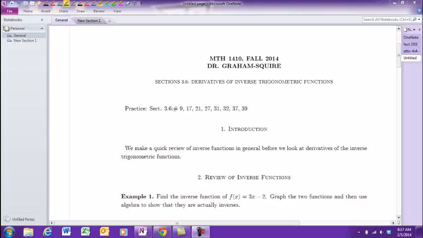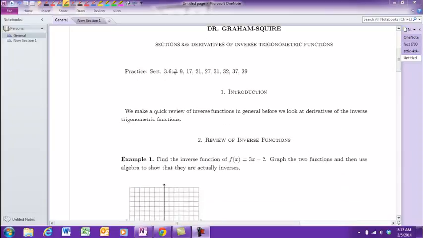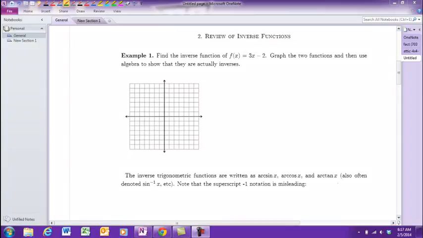Section 3.6, derivatives of inverse trig functions. So in this section, we're going to look at the derivatives of inverse trig functions. And before we do that, I want to review a little bit about inverse functions in general and the inverse trig functions in particular. So first of all, let me remind you how to find the inverse function.